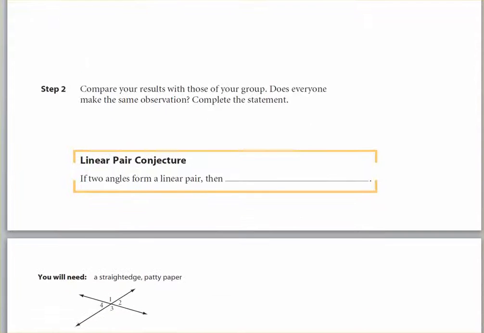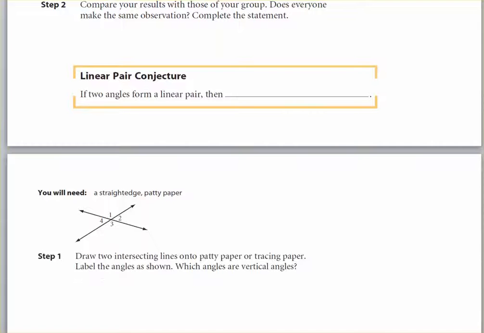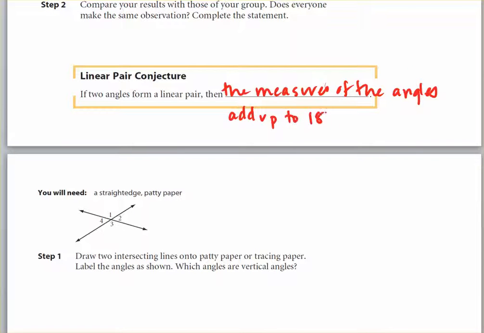All right, now that you've completed the investigations, let's take a look at the conjectures that you wrote. So the first one, if two angles form a linear pair, hopefully you discovered that then the measures of the angles add up to 180 degrees. You could also say that then the angles are supplementary, which implies that their measures add up to 180 degrees.